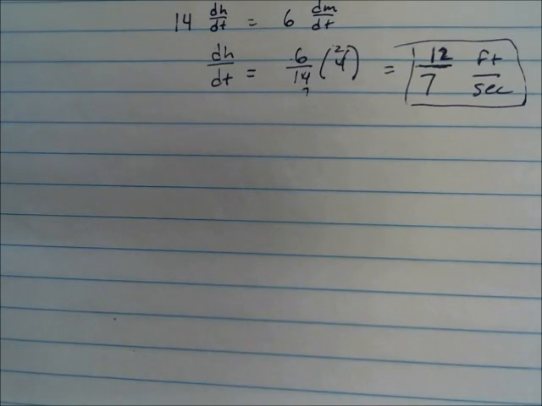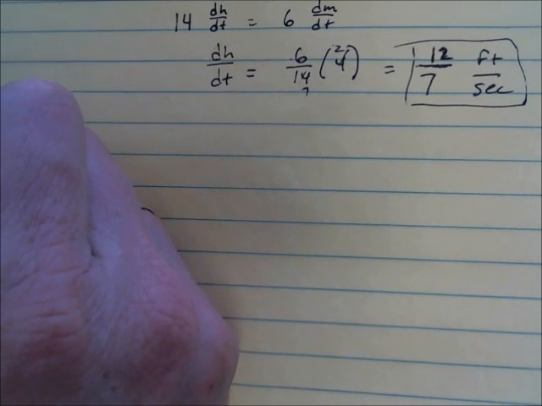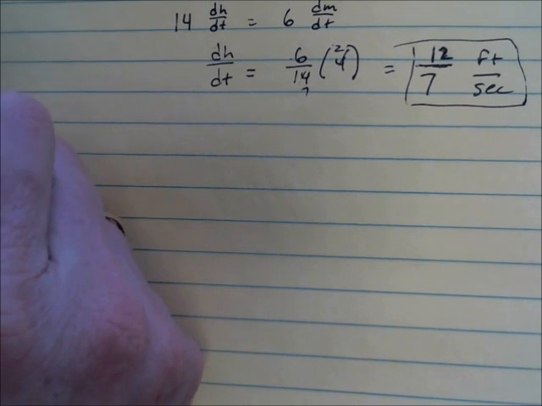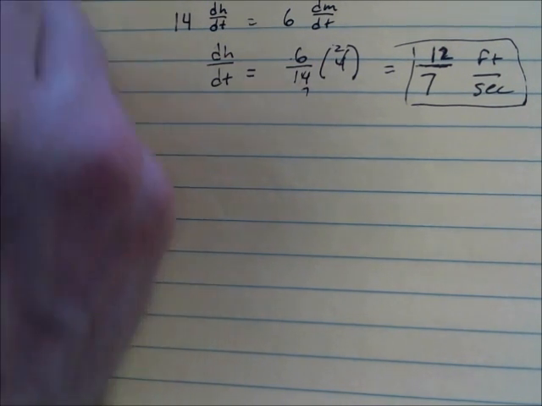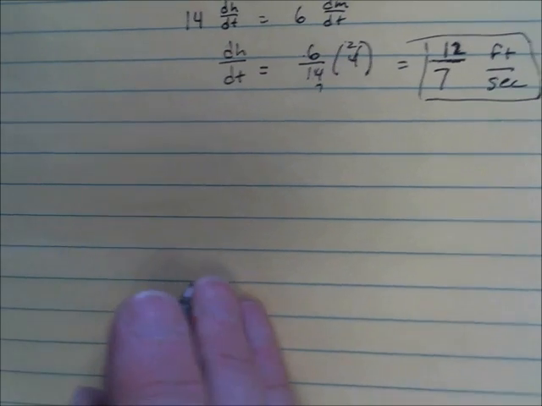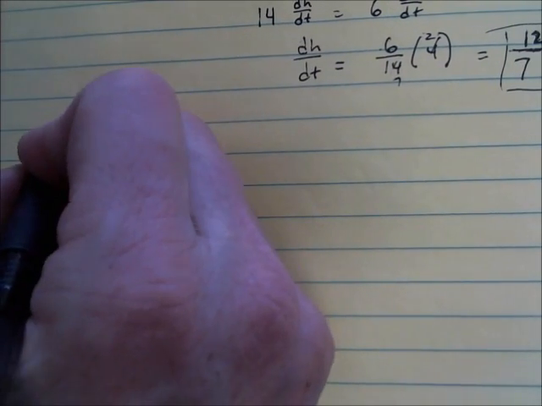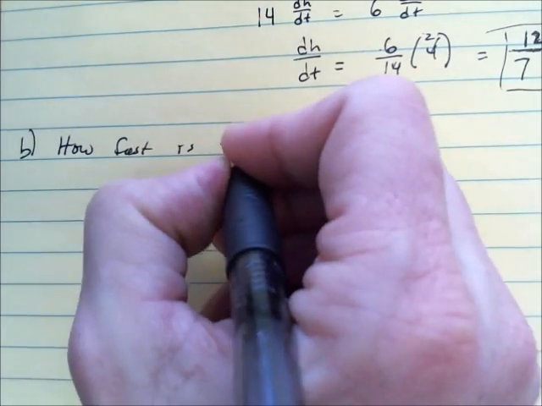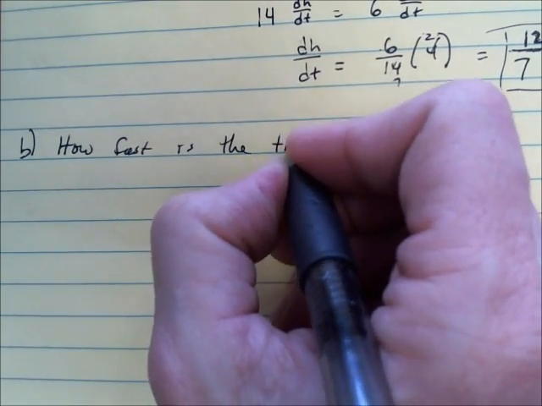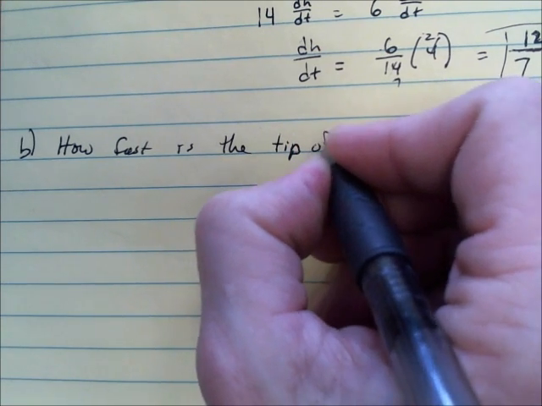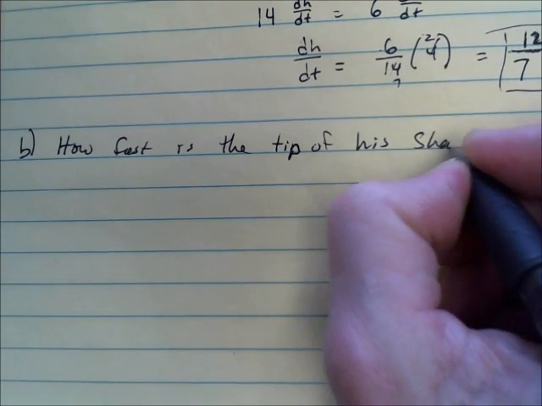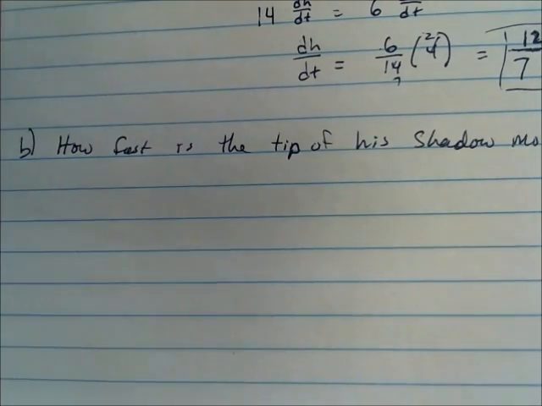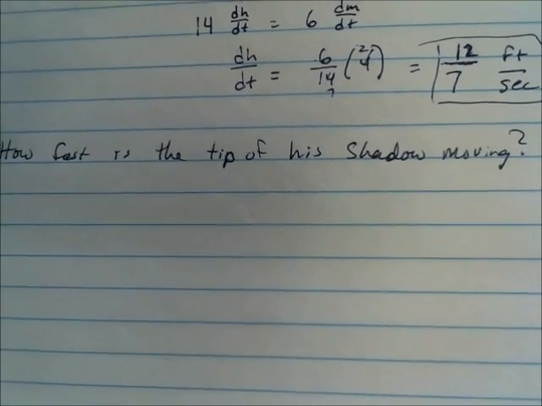And here's a little twist to this problem. Now I want to know how fast is the tip of his shadow moving. So this is like a part B to this question if this is part A up here. So part B says, how fast is the tip of his shadow moving at this point in time?